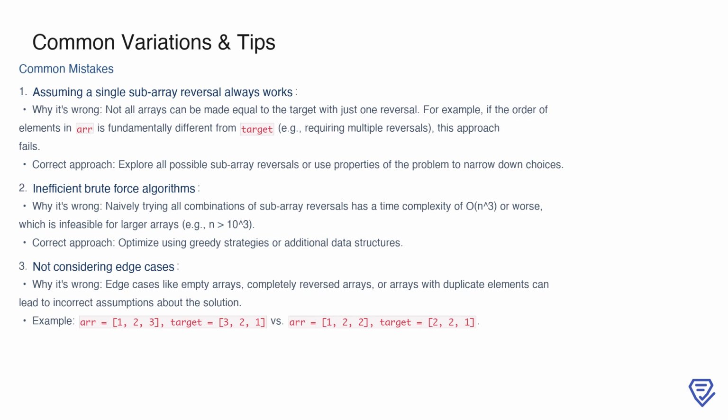These methods, which attempt all possible combinations of subarray reversals, can quickly become computationally expensive, reaching time complexities of O(n³) or worse. For larger arrays, this is simply not feasible. The correct way to handle this is by optimizing your approach, perhaps using greedy techniques or leveraging efficient data structures.